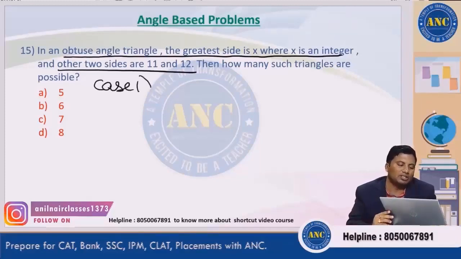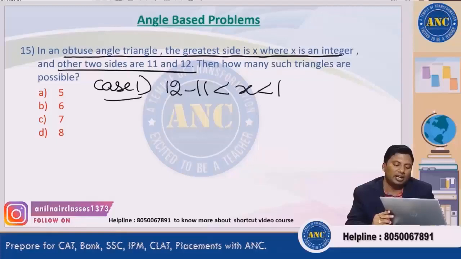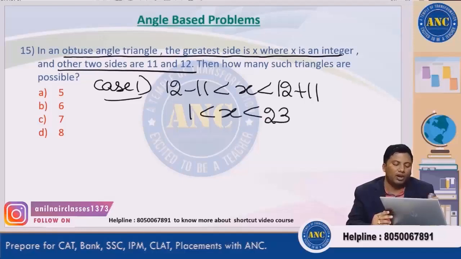Case 1. The three sides should form a triangle. 12 minus 11 less than x less than 12 plus 11. So 1 less than x less than 23. Case 1 is clear.